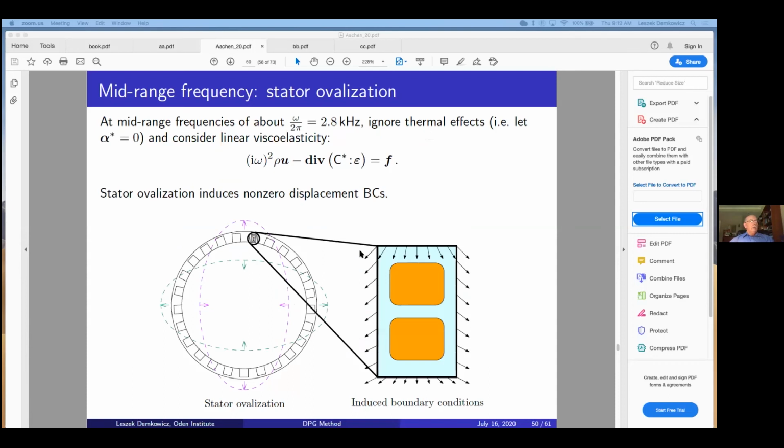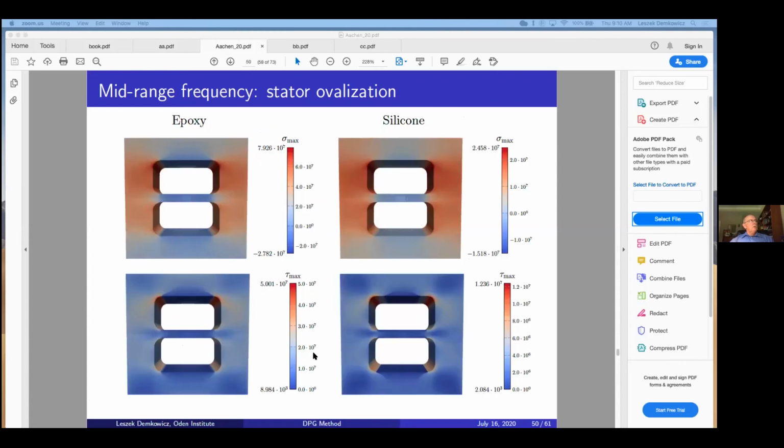The mid frequency range corresponds to the forcing due to the stator ovalization. So this is a large vibration problem, and you're assuming that the stator is assuming this particular elliptical-like shape, and then this implies the way the boundary of this little segment deforms, and we use that as a boundary condition, and that's the kind of stresses that you get from there.